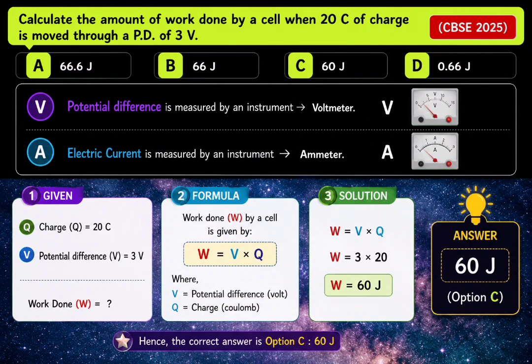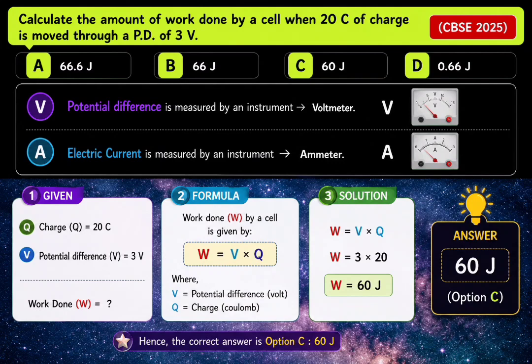Before solving, always remember two fundamental tools on your screen. Potential difference is measured by a voltmeter and electric current is measured by an ammeter. Now look at step 1 under given. Charge Q is equal to 20 coulomb, potential difference V is equal to 3 volt, work done हमें फाइंड करना है. Moving to step 2, our golden formula relating these three parameters is W is equal to V into Q.